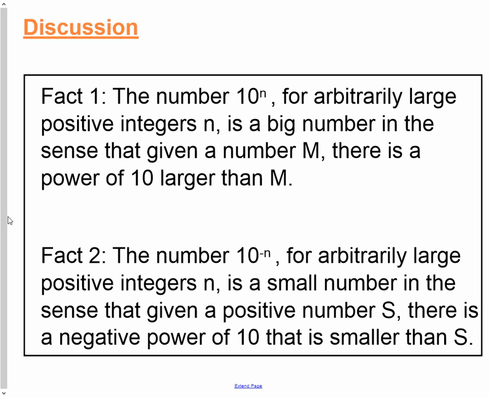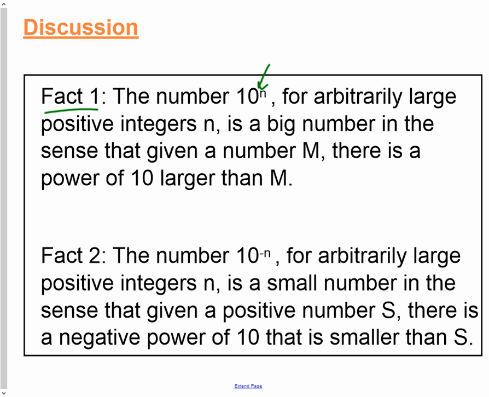All right, 2 things, and these I think are in your notes. 2 things that are important to know for today. Fact number 1: the number 10 to the n power, for arbitrarily large positive integers n, meaning it could be anything large there for the exponent of 10, is a big number in the sense that given a number m, any number, there is a power of 10 that is larger than it. Okay? And we'll get to explaining that.